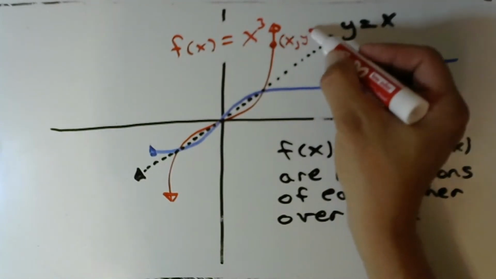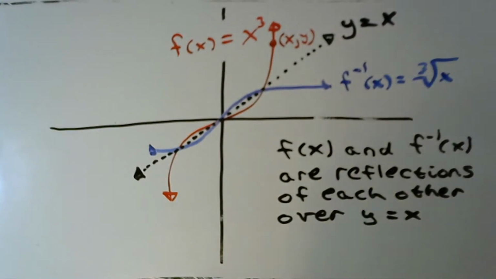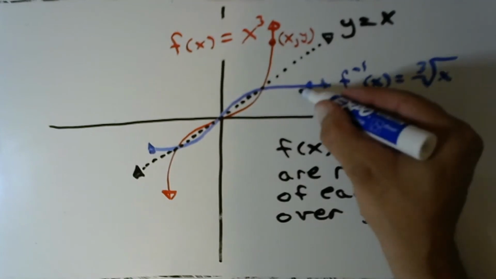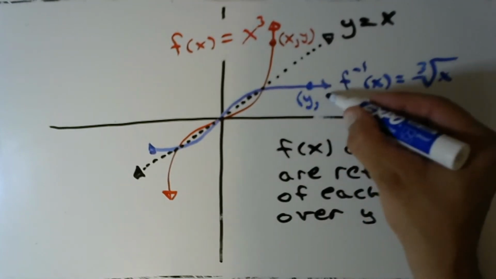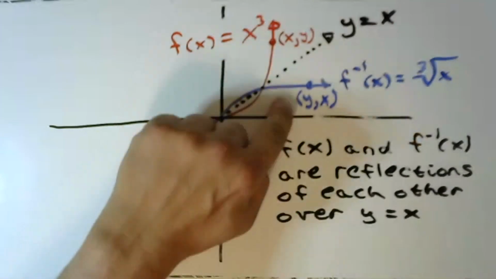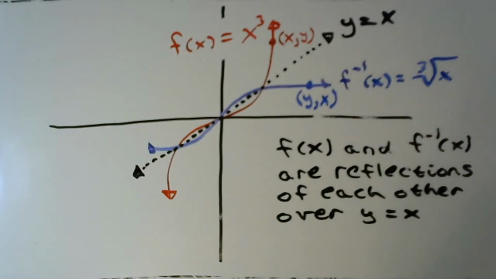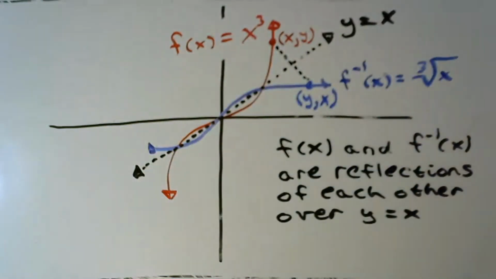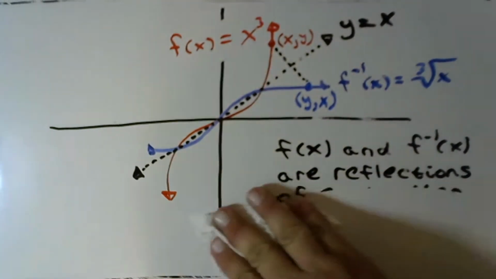So here's x, y on f of x. And here's y, x on f inverse. If we start out with this, we'll have this, and they're reflections of each other across y equals x. So just an interesting consequence of the fact that we're swapping the coordinates to get the inverse function. There's one last thing to mention with inverses.